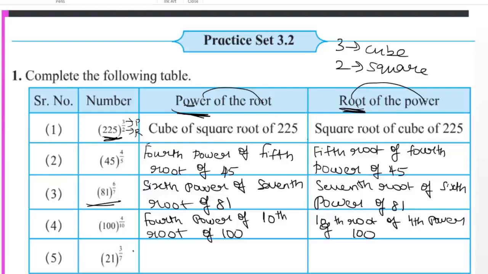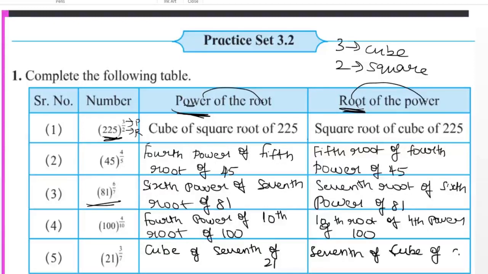So what is the next one? So here 3 means cube. You should not say 3th. Cube of 7th root of 21. So here 7th root of cube of 21. I hope you understand this concept. Very easy concept. Next, we will move on to the next sum in detail.